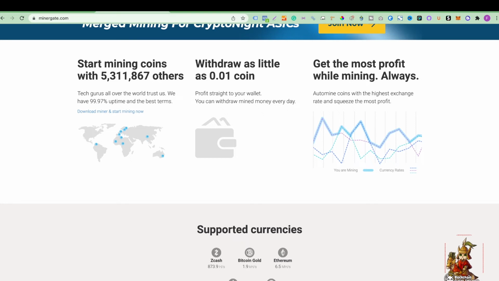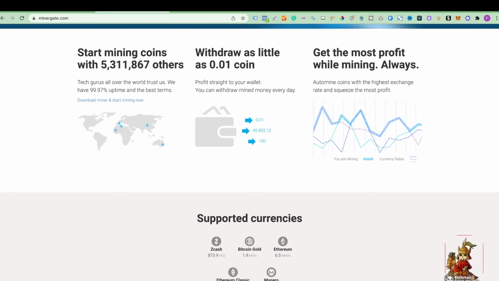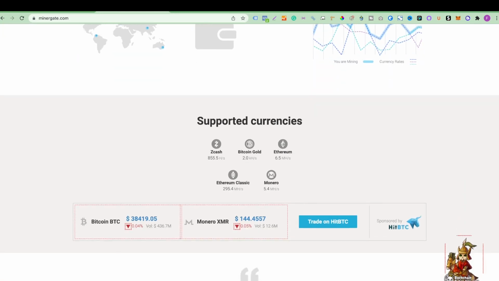Here you can get the most profit while mining, always auto mining coins with the highest exchange rate and squeezing the most profit. This is the most important thing, auto mining, which means it can do it on its own. You don't have to worry about anything. As long as you keep your computer running, it will do all the job for you, and you don't have to worry very much, to be honest.